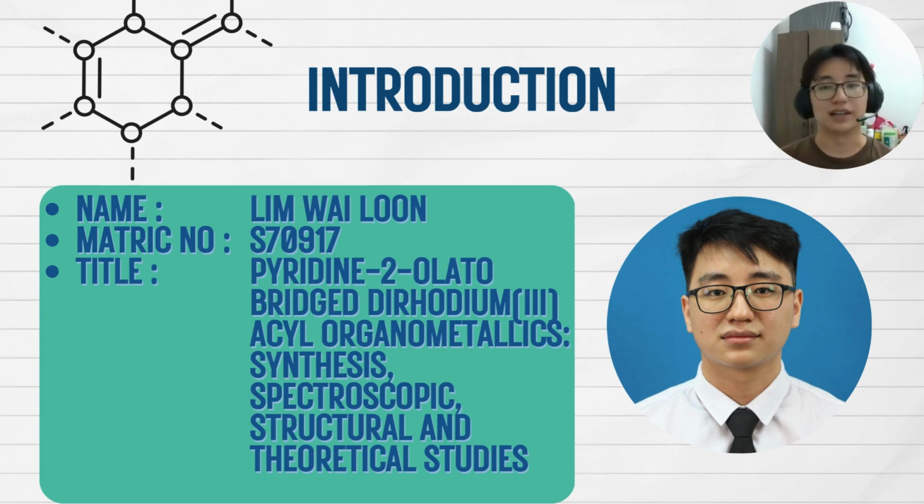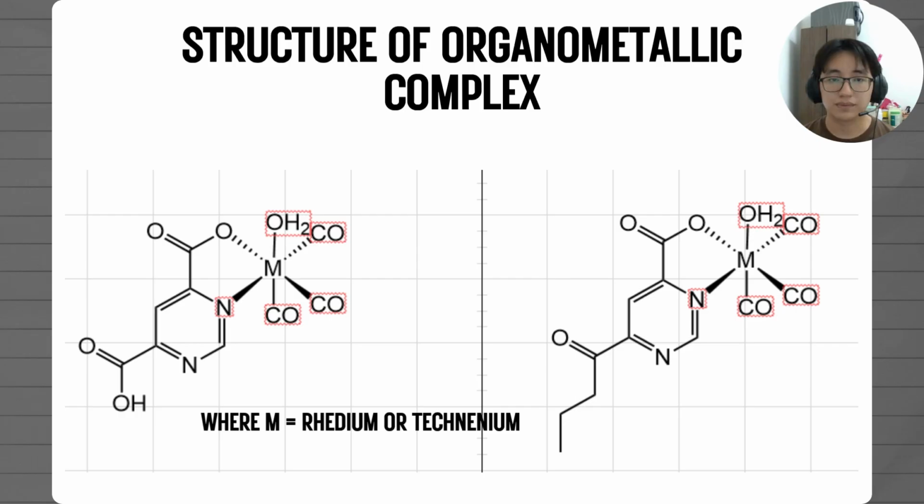Before I start with my presentation, I would like to introduce myself. My name is Lim Wai Lun. My matric number is S70917. My lecturer for this course is Dr. Uwais Sukani. And the title that I picked is Pyridine-2-olato Bridged Dirhodium(II) and Dirhenium(III) Acyl Organometallics: Synthesis, Spectroscopic, Structural, and Theoretical Studies.